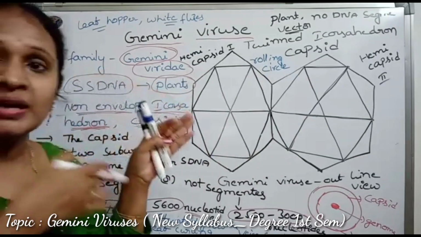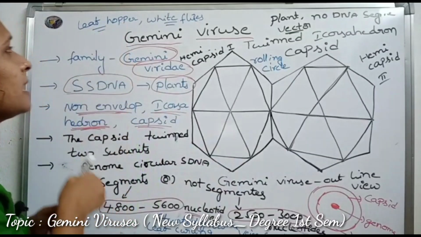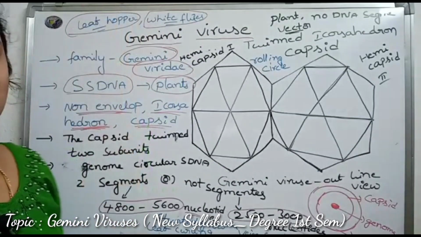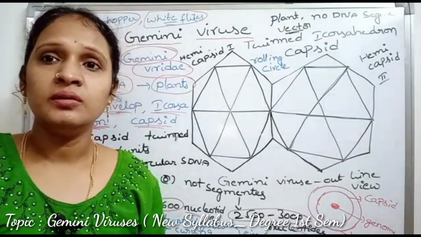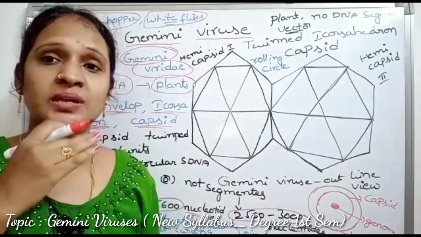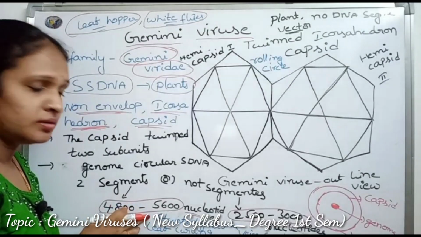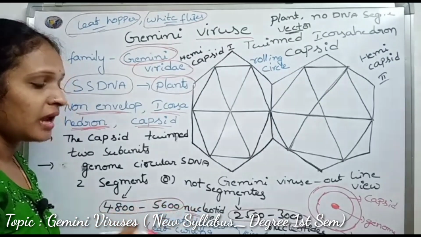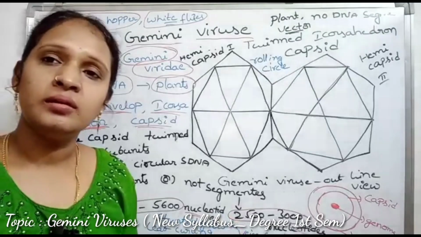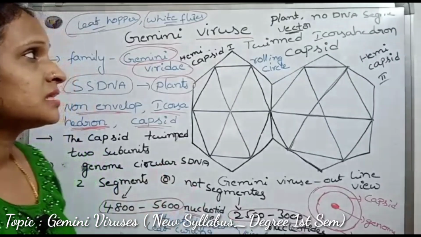Vectors transmit the viral diseases: insects like leaf hoppers and white flies. Now the symptoms. They show stunted growth, which means the plant does not develop and stays short, and leaf curling, where leaves become curled, and vein swelling, and yellow mottle, a bright yellow color. These are the symptoms of Gemini virus diseases.